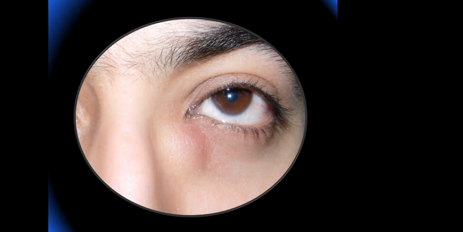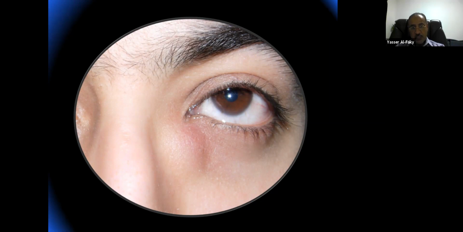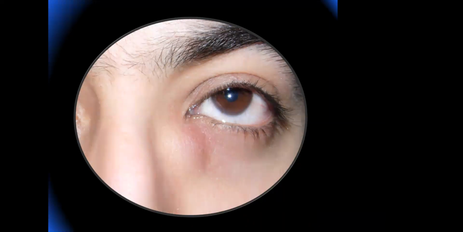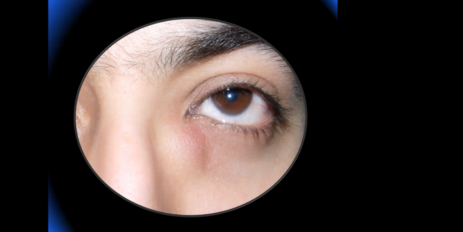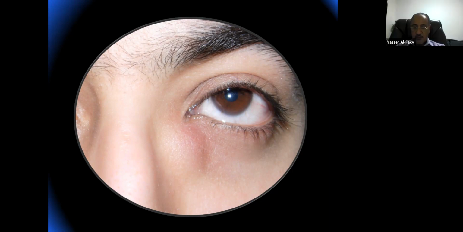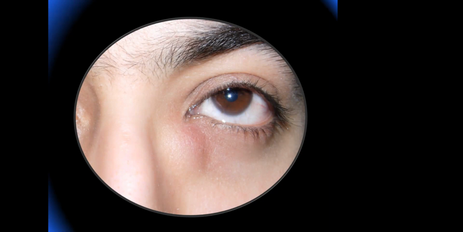Sometimes when you press, there is nothing coming through the puncti, but the patient feels discharge in the nose. So the obstruction is complete at the common canaliculus, but it is partial at the nasolacrimal duct. But this is usually in the beginning of the condition. Later on, the obstruction will be up and down. Very good. How do you manage chronic dacryocystitis?